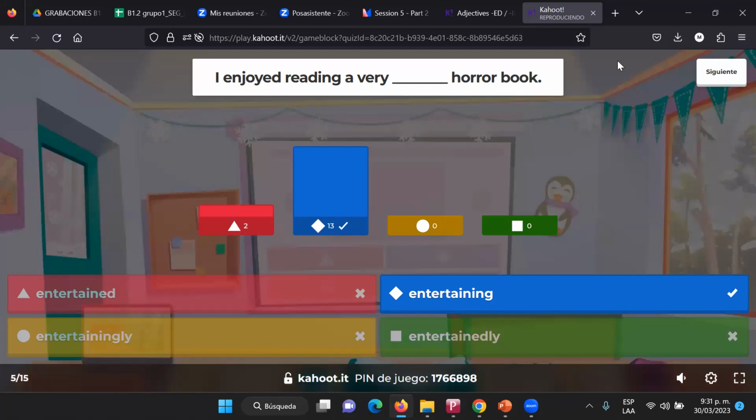William, now you're number 1. Entertaining. Notice that in this case, the adjective is describing horror book. The horror book doesn't have any feeling. That is why we can't use ing, but well, it's a good change here in the statistics.